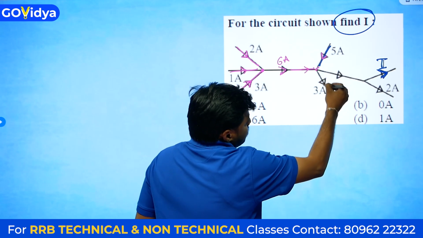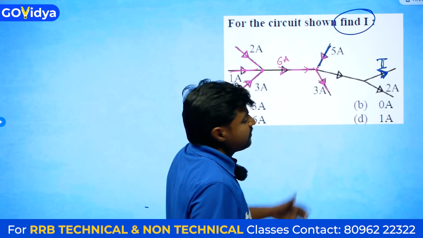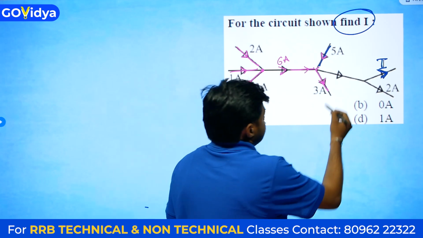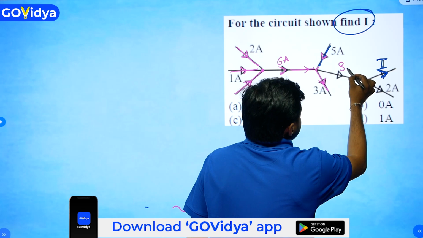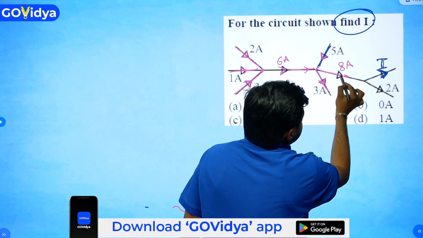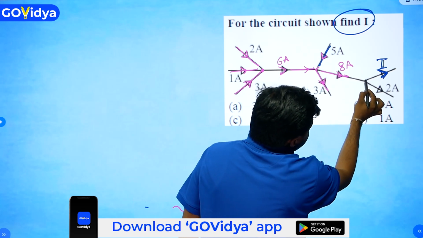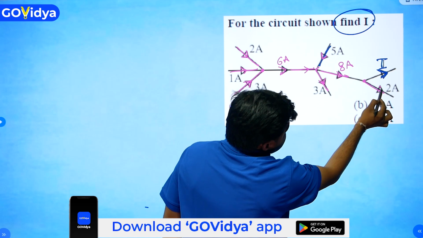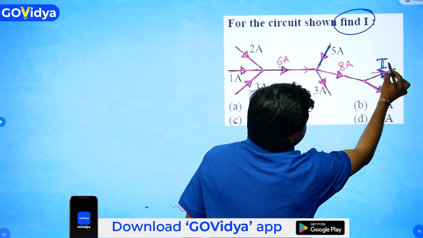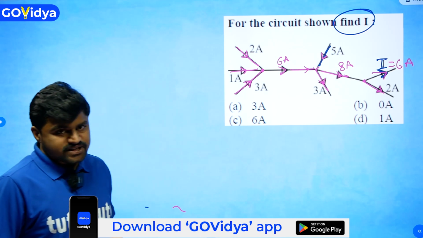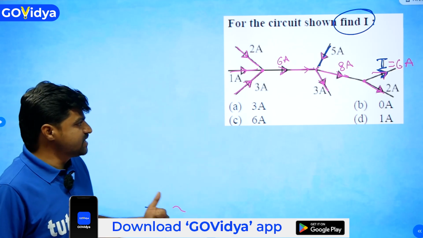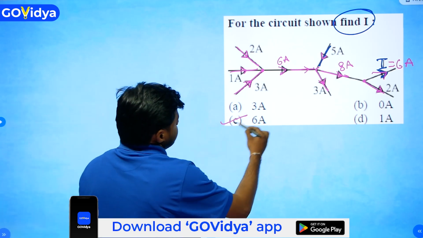From 11, 3 amperes is leaving from here. 11 minus 3, 8. 8 amperes will leave from here. Okay, 8 amperes. From 8 amperes, here 2 amperes is leaving, remaining 6 amperes will leave from here. I is equal to 6 amperes. Okay, just apply KCL. From the options, option C is the correct answer.